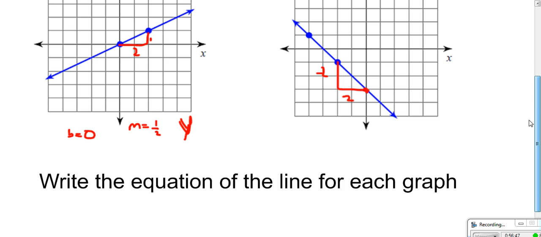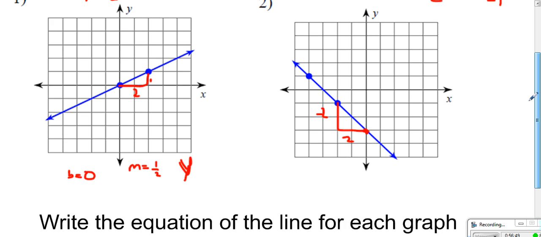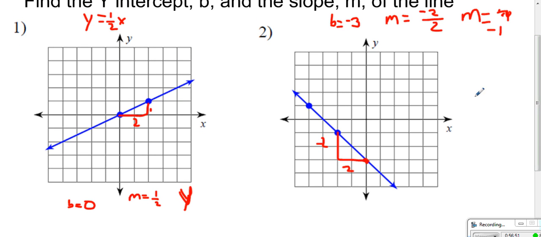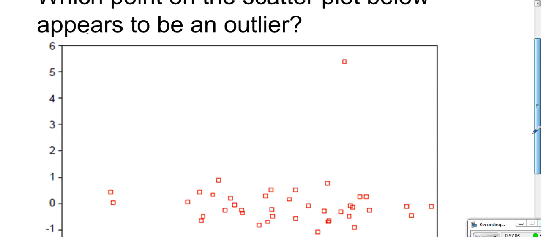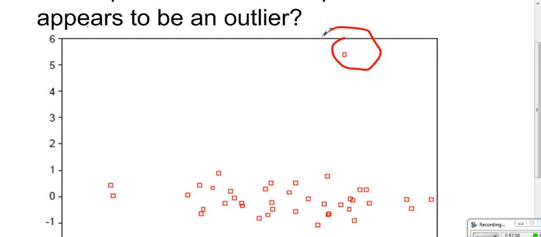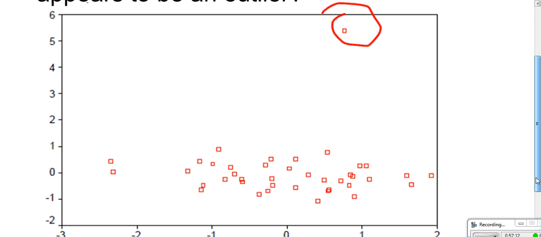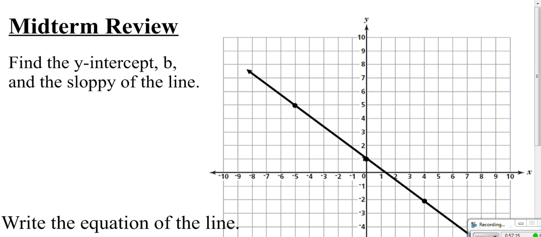All right. It's one long video. Write the equation for each of the graphs so that the equation is up there. And I'm going to write the equation right here. y equals -1x, or just -x, -3. So that's basically it for those two. Does the point in the scatter plot appear to be an outlier? There is the outlier. It's the one that's all the way by itself, right? Stands out from the rest of the data.